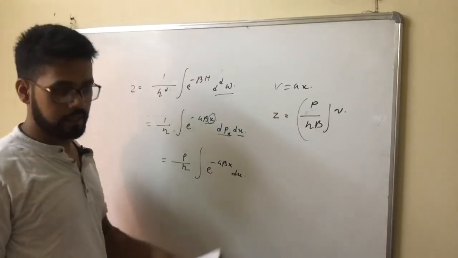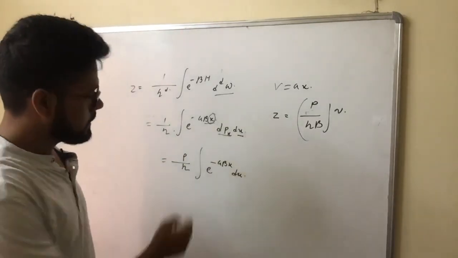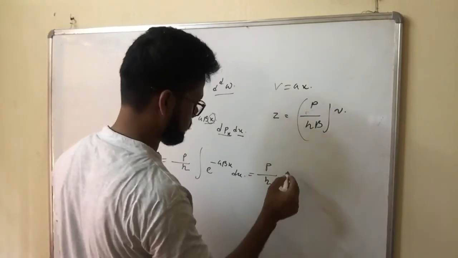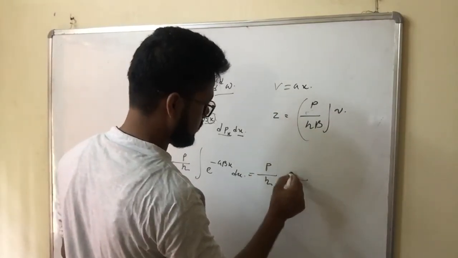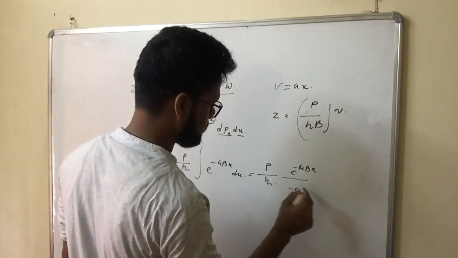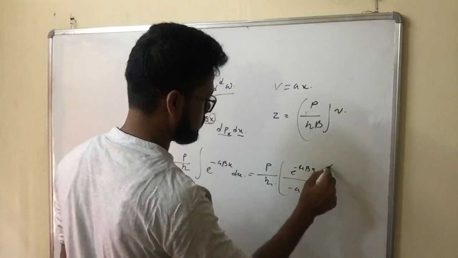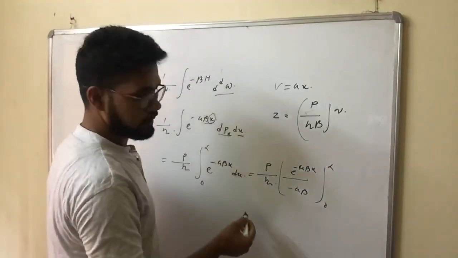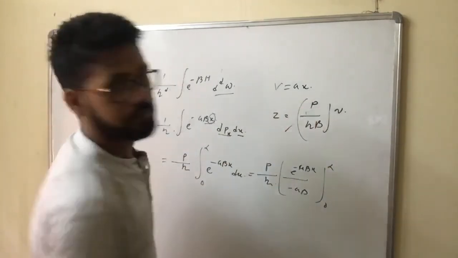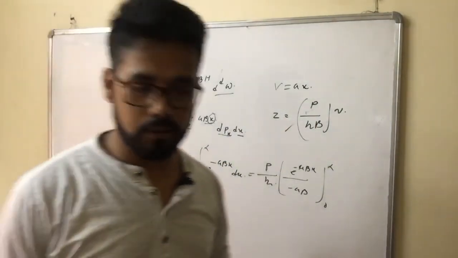After that it is a simple calculation, equal to p by h, e to the power minus A beta x upon minus A beta, from 0 to infinity. Put this limit value and you will get the result. Okay, that's all. Thank you.